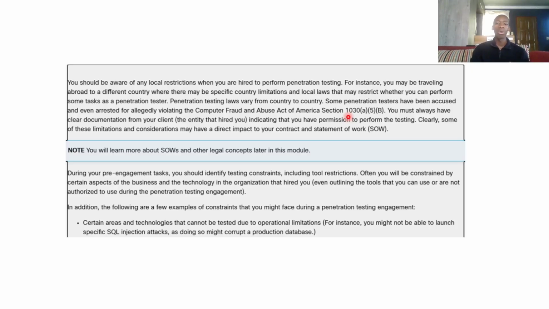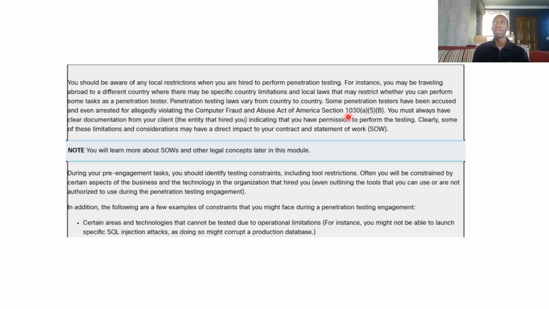So we must always have clear documentation from our client or the entity that hired us, indicating that we have permission to perform the testing. Clearly, some of these limitations and considerations may have a direct impact on your contract and statement of work. Okay.